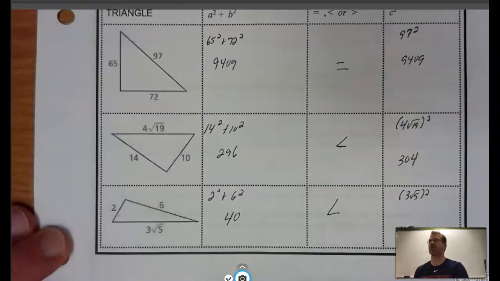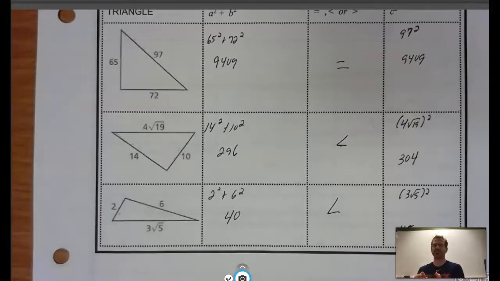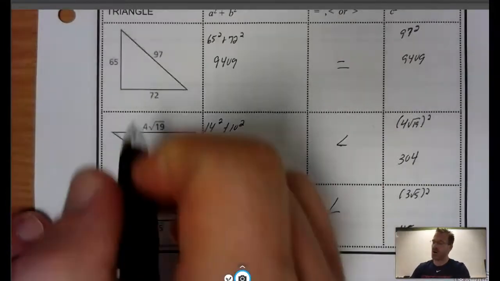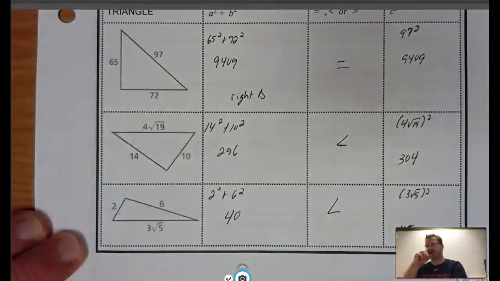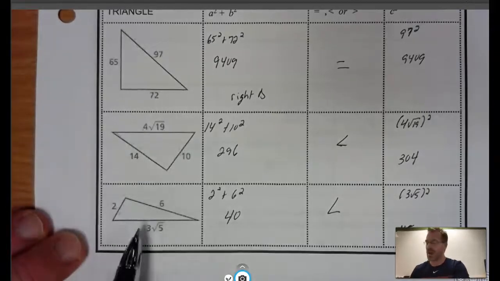So it can't be a right triangle because we know for sure the Pythagorean theorem says that if we have a right triangle, a squared plus b squared equals c squared. So right here we know this has to be a right triangle, because it works. So the question is, if it doesn't work, can we figure something else out? All right, so now we go to the next one here.